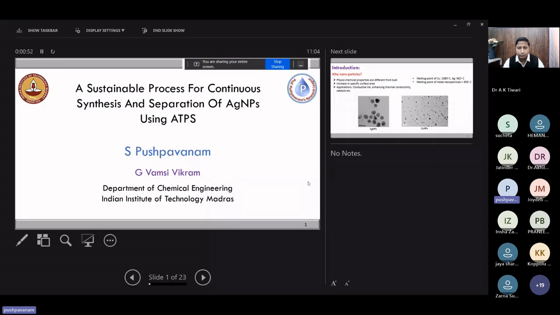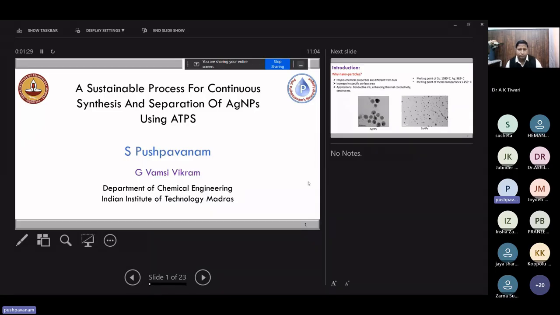AgNP is basically silver nanoparticles using ATPS. So ATPS is nothing but an aqueous two-phase system. So normally in chemical engineering, whenever we talk about a two-phase system, you have an organic phase and an aqueous phase, an oil phase and an aqueous phase. But ATPS is something where both the phases are aqueous, okay, and they are immiscible. So this is the nice thing about ATPS.